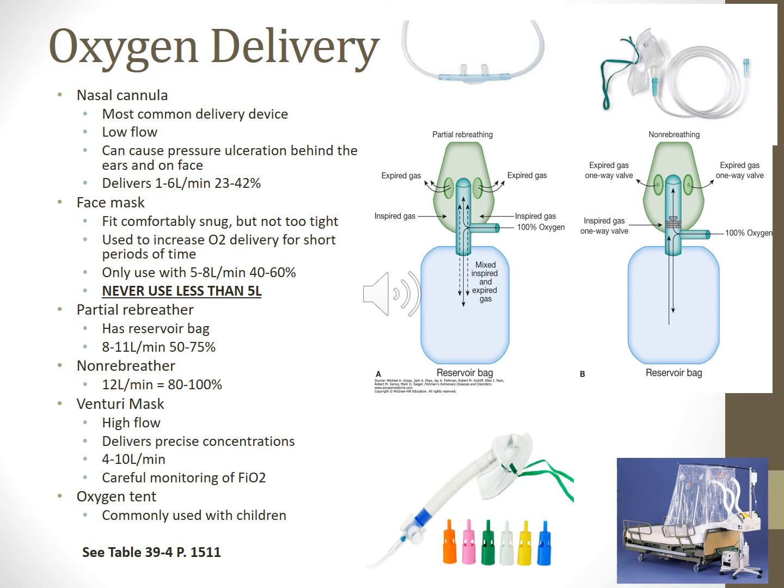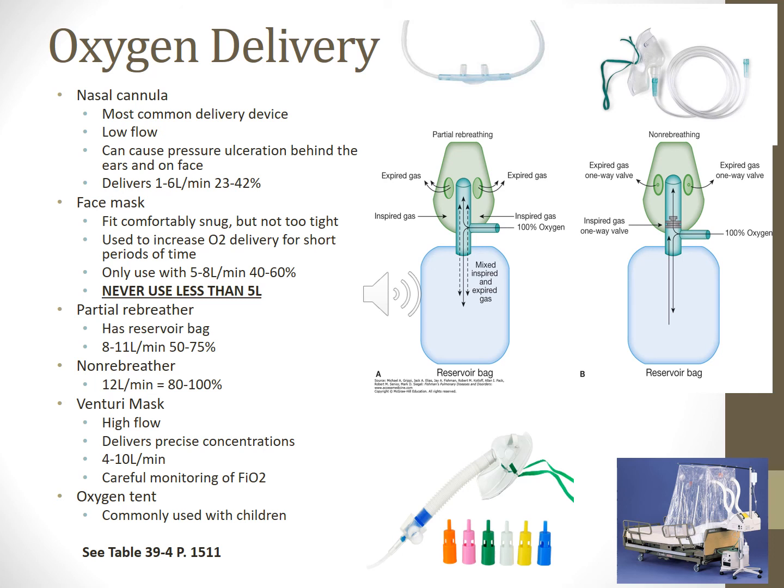The next one that we're showing here is the partial rebreather. This has a reservoir bag that collects the first part of the patient's exhalation. It mixes it with 100% oxygen for the next inhalation. The rest of the exhalation is released through the vents on the side. This is used with 8 to 11 liters of oxygen if your patient needs that.